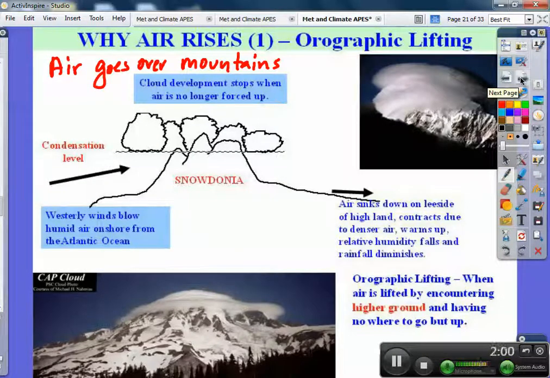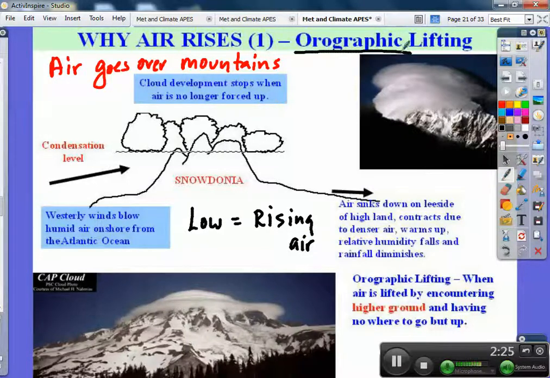We began discussing meteorology. We talked about low pressure equaling rising air. And what I want to discuss with you is a couple of things that are actually going to cause air to rise. Things that cause air to rise. One is orographic lifting, or basically air goes over top of a mountain. Air goes up over top of the mountain.